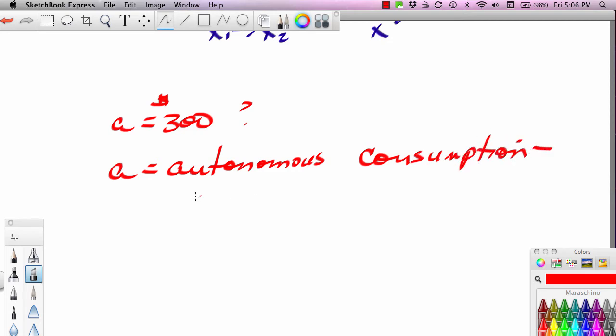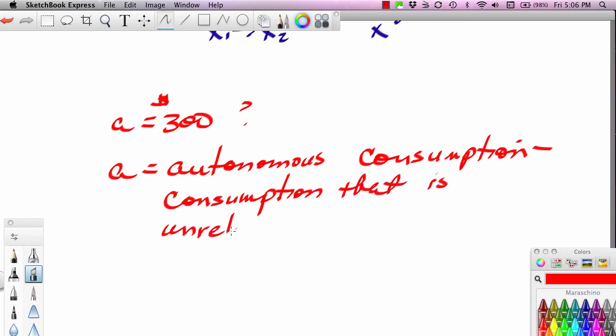And what this is, this is consumption. Let me write it out here. This is consumption that is what? That is unrelated to income, which is Y. So in other words, what we're saying is some consumption is unrelated to the level of income. We're saying that some consumption is related to the level of income, but we're also saying some consumption is not related to the level of income.